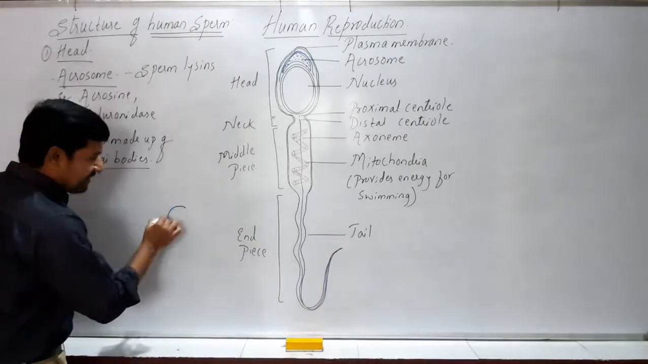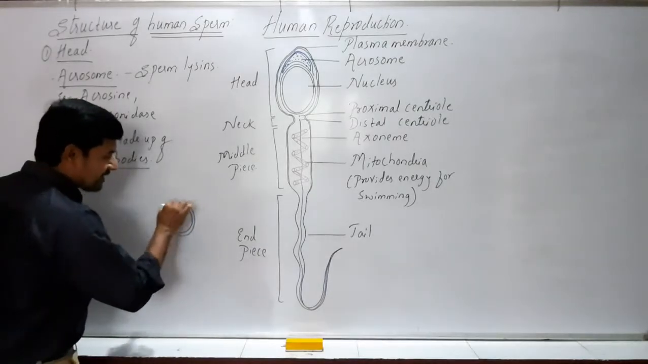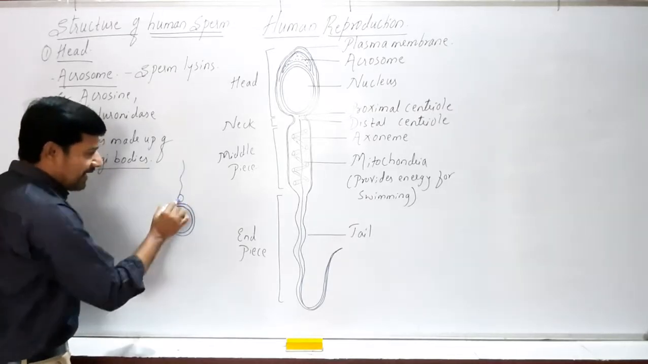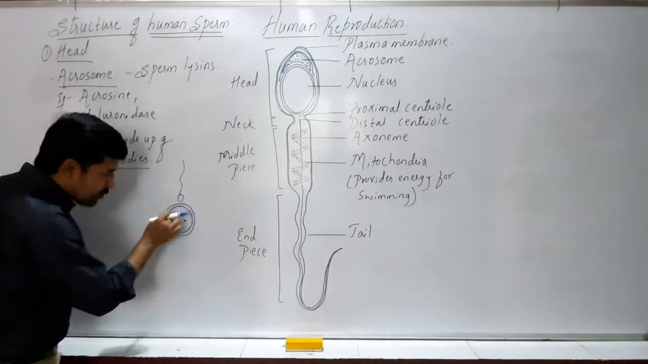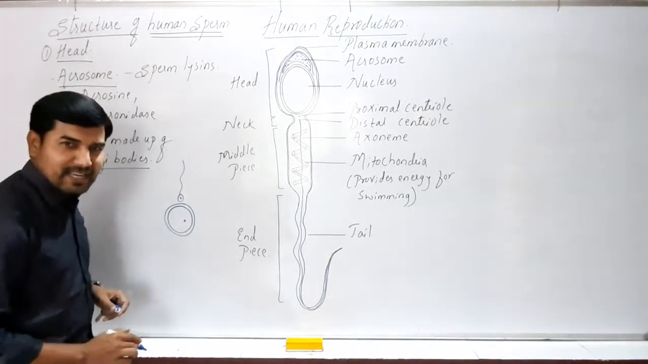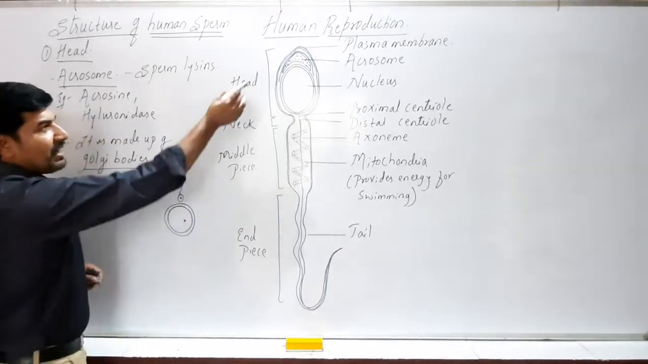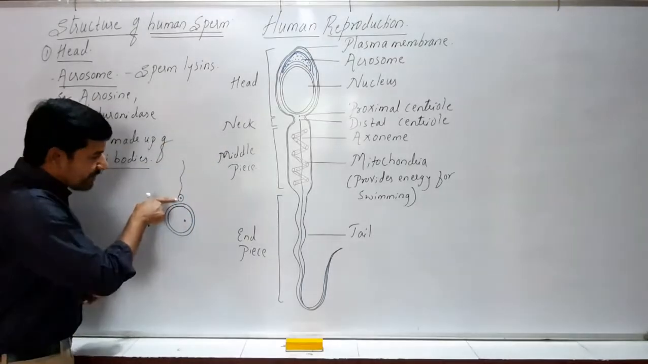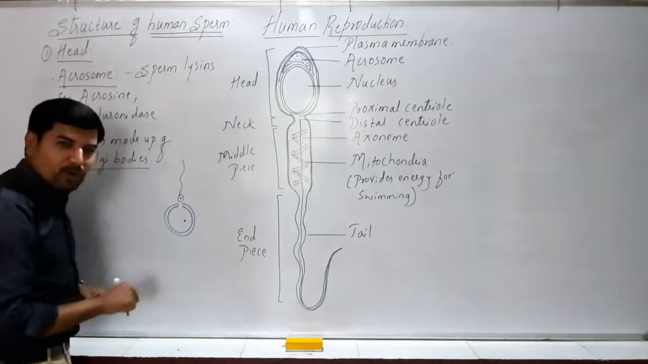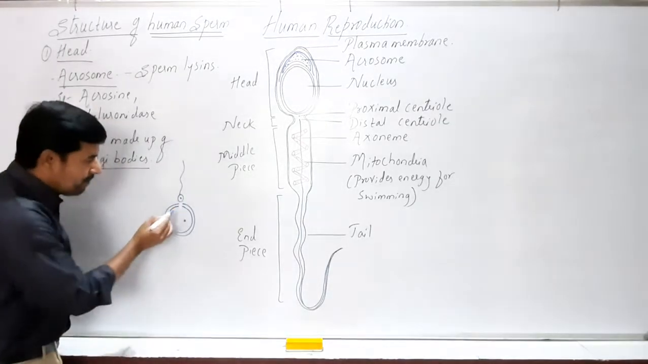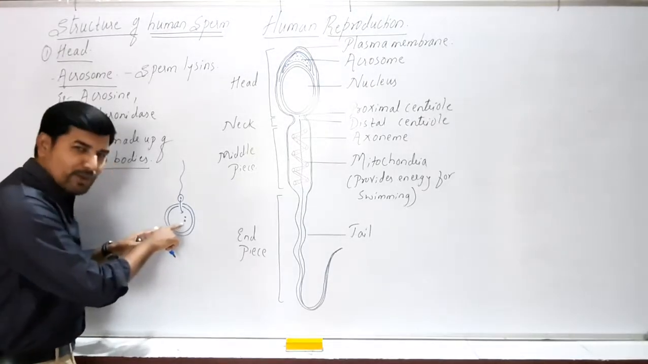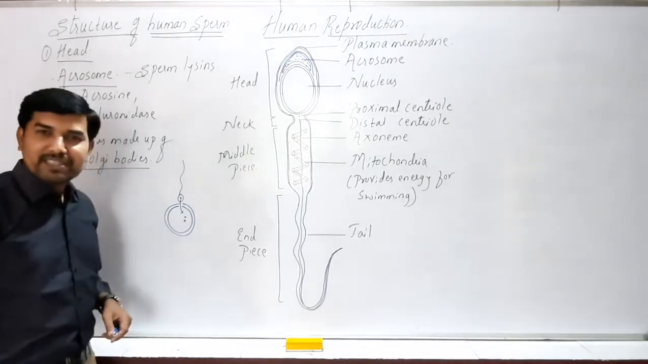Suppose if the ovum is there, this ovum consists of theca externa, theca interna, and here we have the nucleus. When the sperm comes and attaches on the ovum, the sperm has to penetrate so that the nucleus of the sperm can fuse with the egg cell for the process of fertilization. When the acrosome comes in contact with the ovum or the egg, it dissolves the membrane of the ovum and penetrates into the ovum, and the nucleus gets fused with the ovum nucleus, and hence the process is termed fertilization.